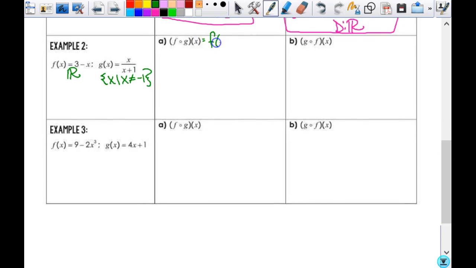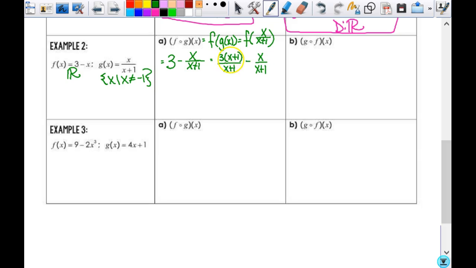This is going to be f of g of x, which is f of x over x plus 1, which will give me 3 minus x over x plus 1. What do I have to get here? Common denominators. Okay, so my common denominator is x plus 1, so this will be 3 times x plus 1 over x plus 1, minus x over x plus 1.